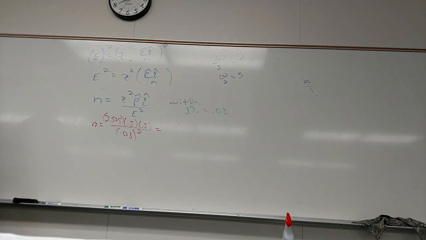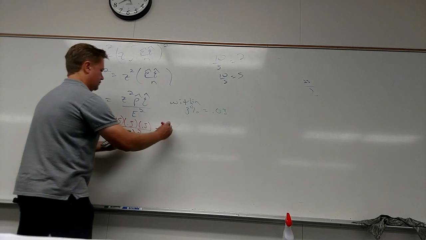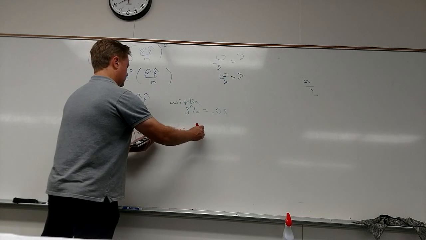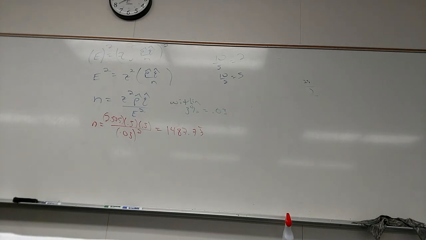I might be off by a factor of 10. I think it's 7 something around, 700 or something. I'm trying to do it in my head, so just look at all the 0.03s up there. Times 0.5 squared divided by 0.03 squared. I'm off. Did I forget to multiply by something? 1487.77, right? I'm okay with being wrong this early.